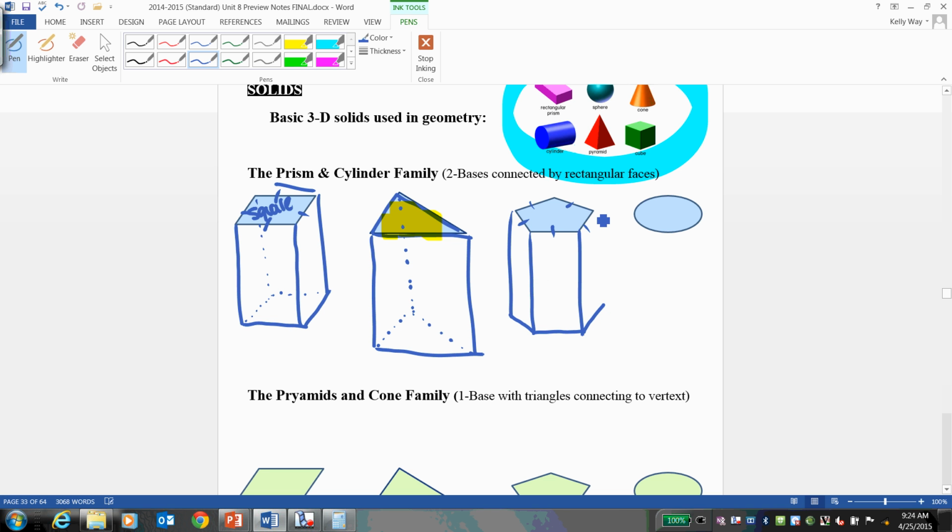Connect those edges. This back edge, we can't see it, so you dot it. And dot that back spine. That is a pentagonal prism.